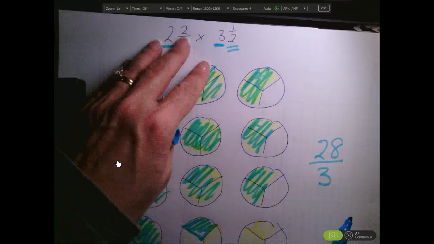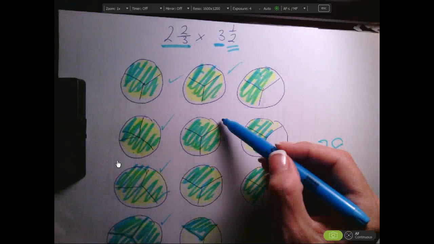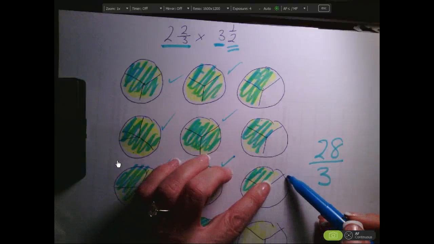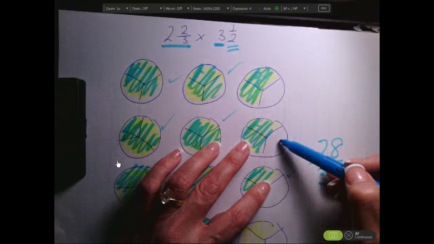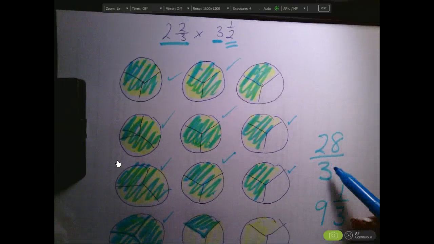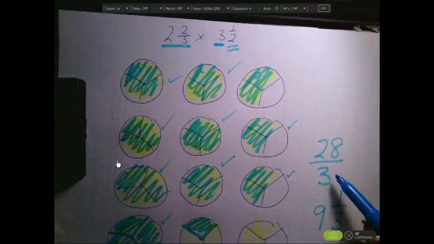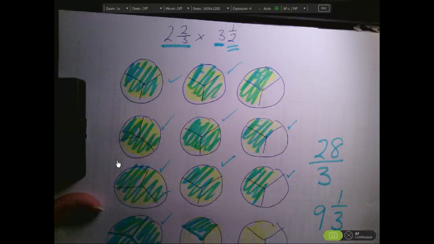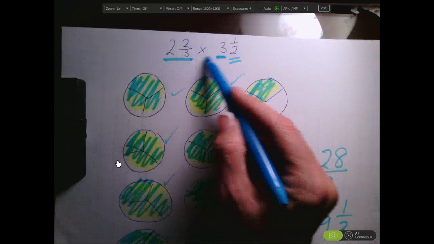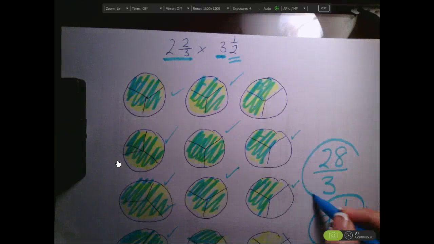If we counted all of our wholes, we could see we have 1, 2, 3, 4, 5, 6, 7. I can make this one go here to make a complete 8, and then one of these here to make 9. So it'd be 9 and 1/3 left over. Or we could say 3 can be divided into 28 nine times because 3 times 9 is 27 and there's 1 left over. Now if we followed the traditional standard algorithm and worked it out, and we made these mixed numbers improper fractions first, we'll see if we get the same answer.